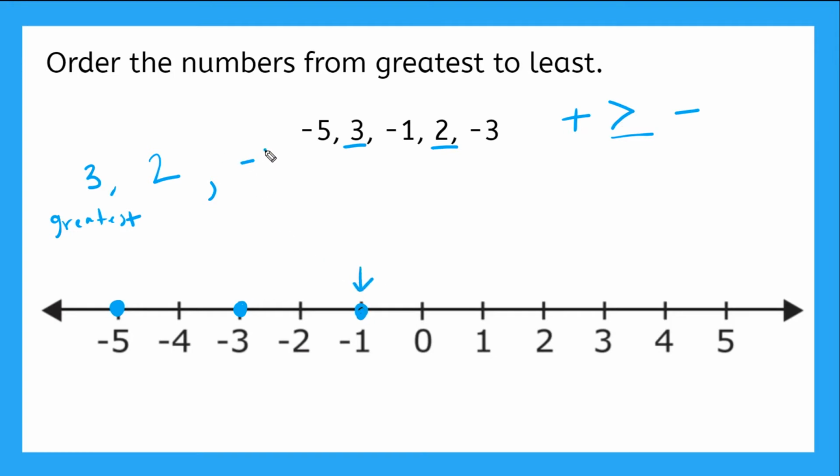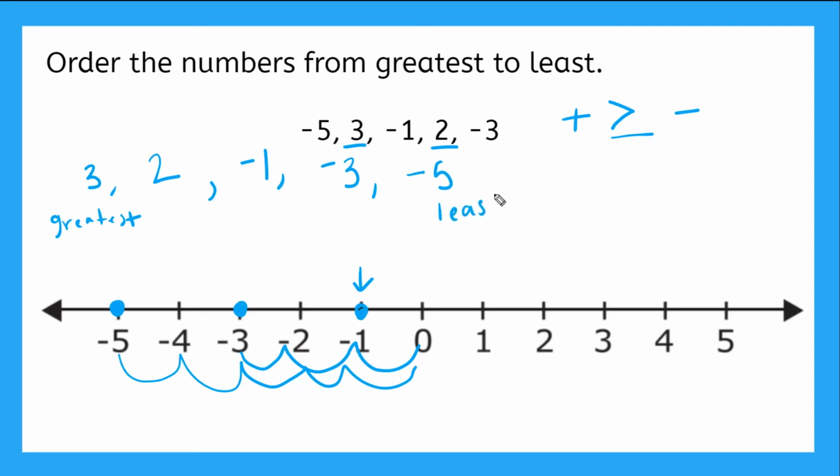So that's our next greatest. Now we have 2 more. What's bigger, -3 or -5? Well, -3 here is only 3 spaces to 0, but -5 has to go 5 spaces over. So that means -3 is closer to 0, and it goes here. And that leaves -5 as our smallest number, or our least valued number. So we can write this list out a little bit nicer over here. From greatest to least, we have 3, 2, -1, -3, and -5.